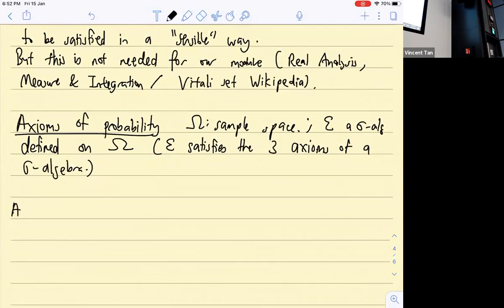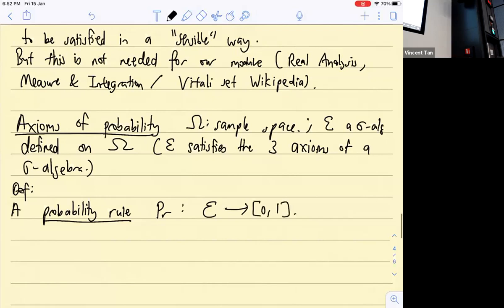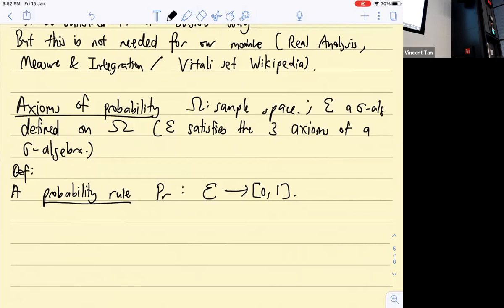All right, a probability rule. Now we define the notion of a probability rule. A probability rule PR is a function that brings us from the sigma algebra, from subsets of the sample space that are legitimate events, to the interval [0, 1]. But a probability rule cannot be just any function. It cannot be a very funny function. The first rule is that the probability of omega must be equal to 1.